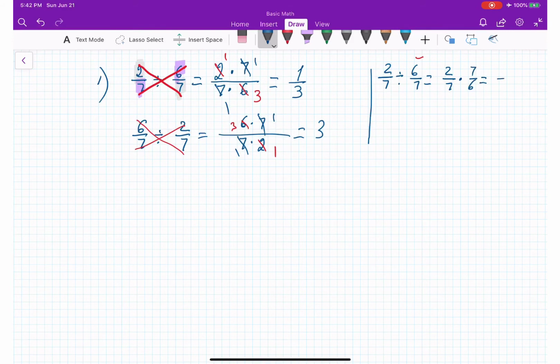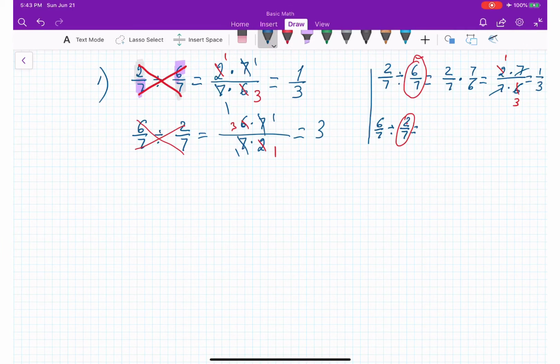So that is equal to 2 times 7, 7 times 6. 7 and 7 gone. 2 and 6 dividing by 2 will be 1, and 3. And we get the answer 1 over 3. Okay, I can do this one also. 6 over 7 divided by 2 over 7. And keep in mind, you have to flip the second fraction, not the first one, the second fraction.